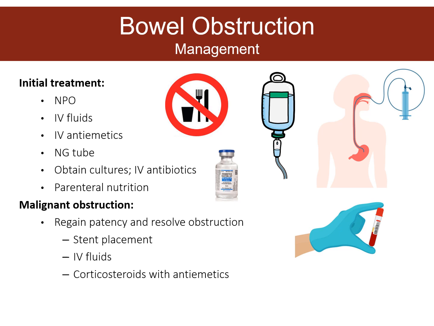So initial treatment for bowel obstruction is obviously going to be NPO. You don't want to give them food if it can't go through the bowel. IV fluids, antiemetics, NG tube, possibly obtain cultures, IV antibiotics if necessary, and they may need parenteral nutrition.